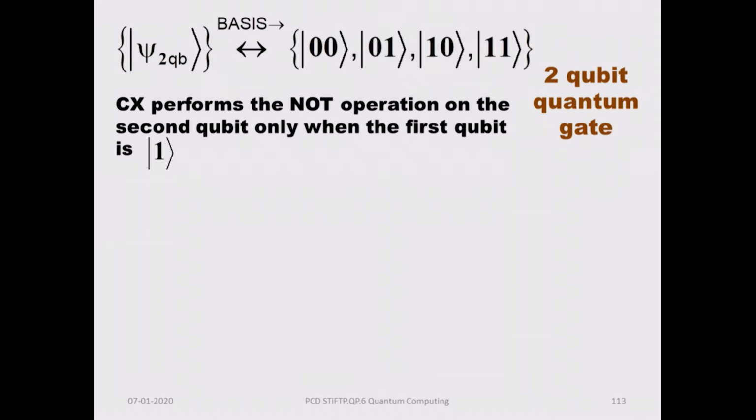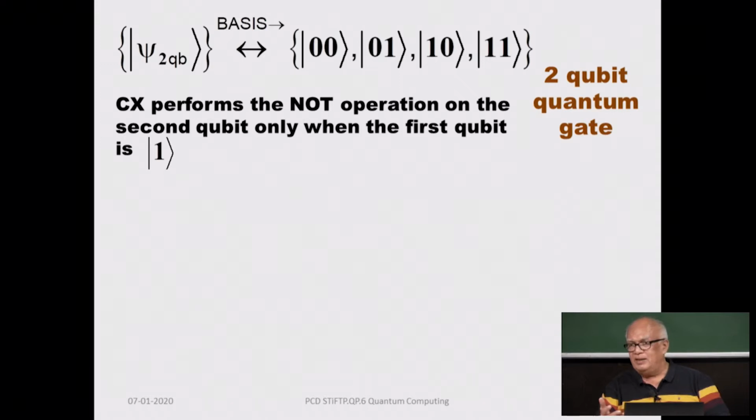So, this is essentially a 2 qubit quantum gate. We dealt with several 1 qubit gates in our previous classes. We did the Hadamard gate, the NOT gate, the square root of the NOT gate, the Pauli X gate, the Pauli Y gate, the Pauli Z gate, and then some phase gates. So, we did a number of single qubit gates, and now we are working with the 2 qubit quantum gate.